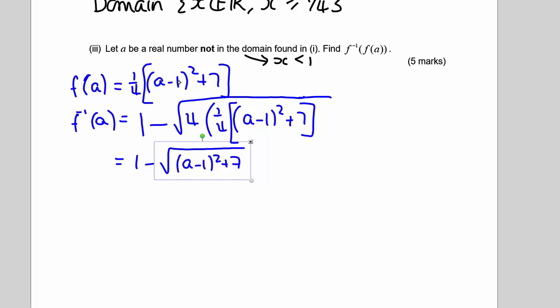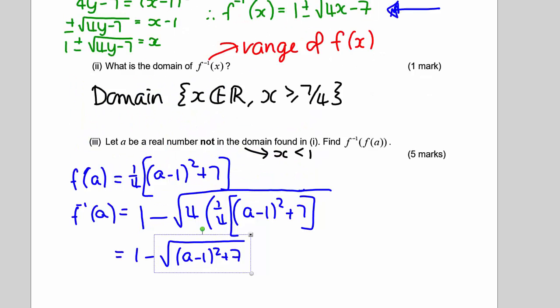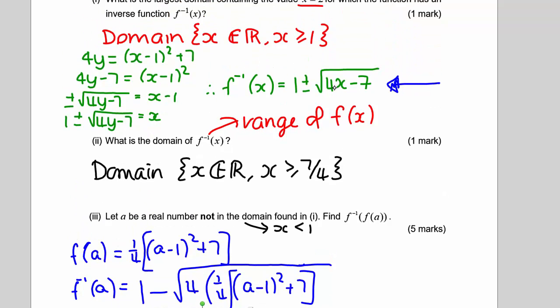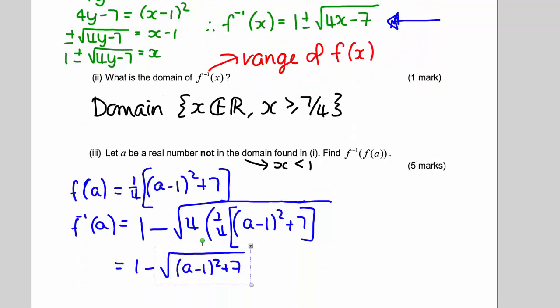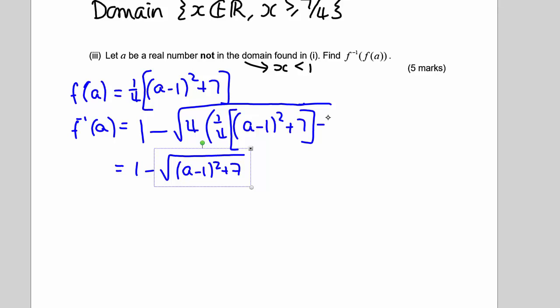Oh, sorry, I forgot over here. We've got 4 lots of x take 7. So there has to be a minus 7 on the end of that. Minus 7. So it leaves us with 1 take away the square root of a take 1 all squared. But the square root of a take 1 all squared is just 1 take away a take 1.